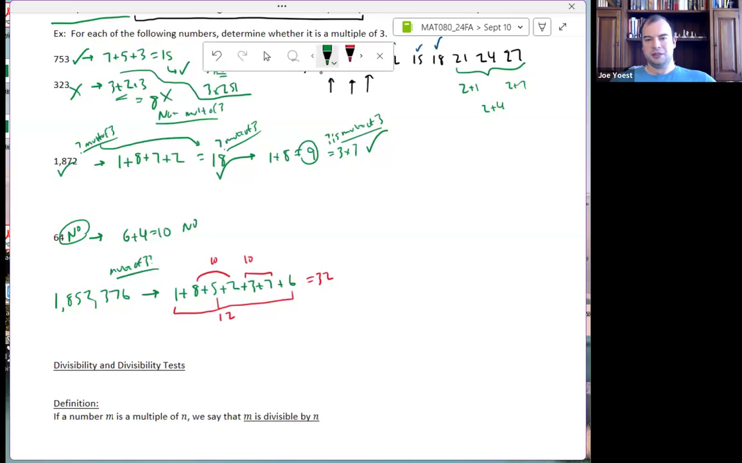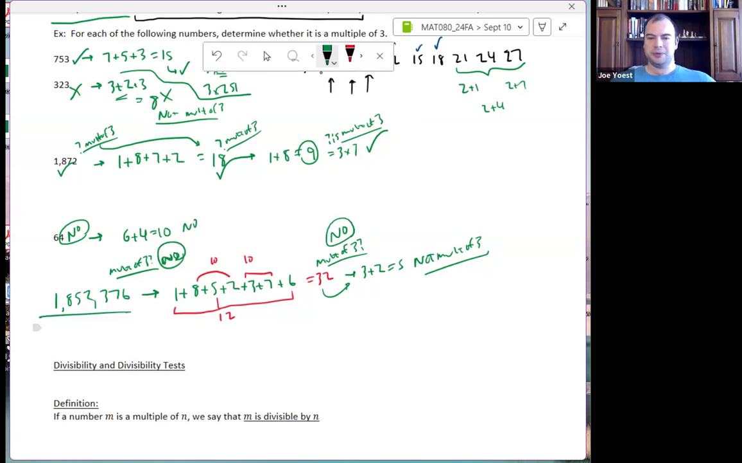And I'm asking, is this a multiple of 3? This is still kind of a big number. So then I just repeat the process. And I see that 5 is not a multiple of 3. 3 times 2 is 6. 3 times 3 is 9. I've skipped over the 5. Therefore, 32 is not a multiple of 3. And therefore, this enormous number at the beginning is not a multiple of 3.